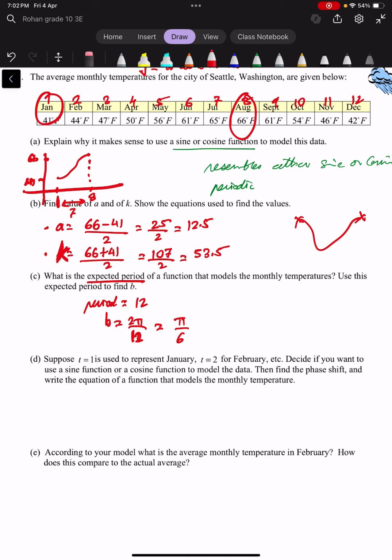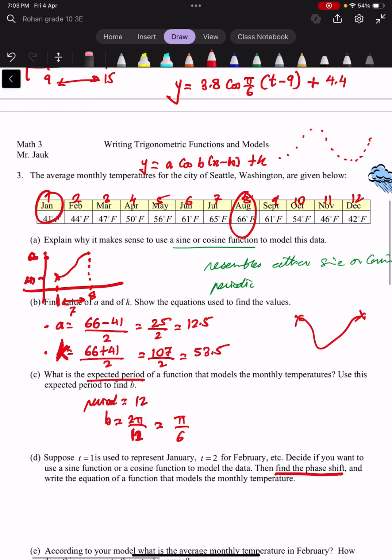Suppose t is equal to 1 is used to represent Jan, t is equal to 2 is used to represent Feb. Decide if you want to use a sine function or cosine function to model the graph. Which one would you like to use? Let's use a cosine function, because you know the minimum, so you can use that as a shift directly. If you want to use a sine function also, I'll tell you what to do. Then find the phase shift. Phase shift is your h, the horizontal shift. Write the equation of the function and model the temperature.